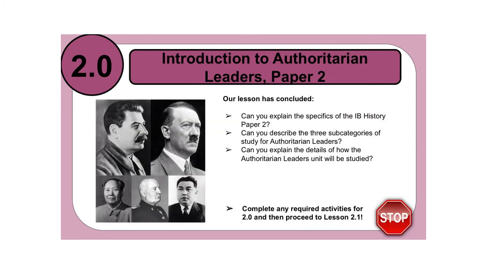And just like that, Lesson 2.0 is complete. We have now taken our lesson objectives and turned them into questions. Can you explain the specifics of the IB History Paper 2? Can you explain what Paper 2 is? Do you remember Topic 8, Topic 10, that type of thing? Secondly, can you describe the three subcategories of study for authoritarian leaders? So what are the three subcategories that we're going to study? And lastly, can you explain the details of how the Authoritarian Leaders Unit will be studied?